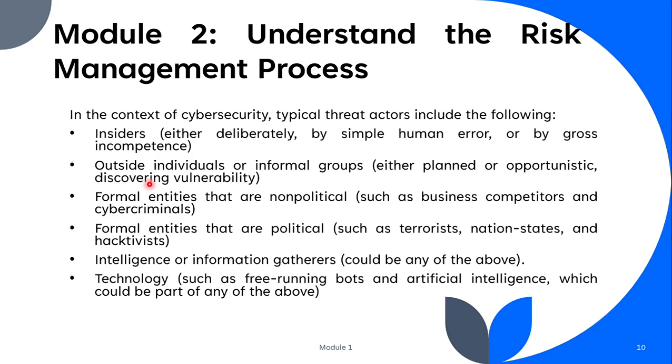In chapter 2 we talked about threats, and threats can be carried out by different types of actors, which can be insiders. Insider attacks can be deliberate or by accident. Then we have outsiders, who can plan an attack or discover a vulnerability by opportunity. We also have formal entities that are non-political, like your business competitors or cyber criminals that are after your data for financial gain in most cases. Then formal entities that are political, like terrorists and nation states. We've had cases whereby Russia is hacking the US, the US is hacking Russia, and the US is accusing China of using their equipment to spy on them. That is where this category falls.